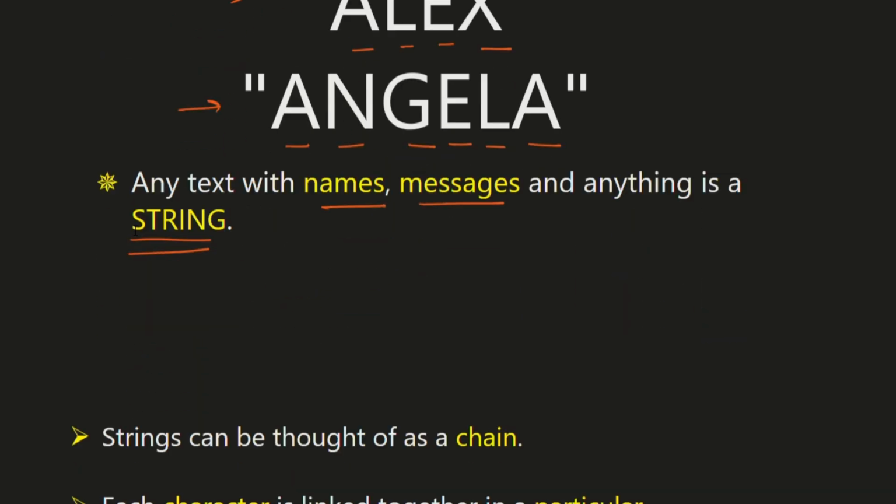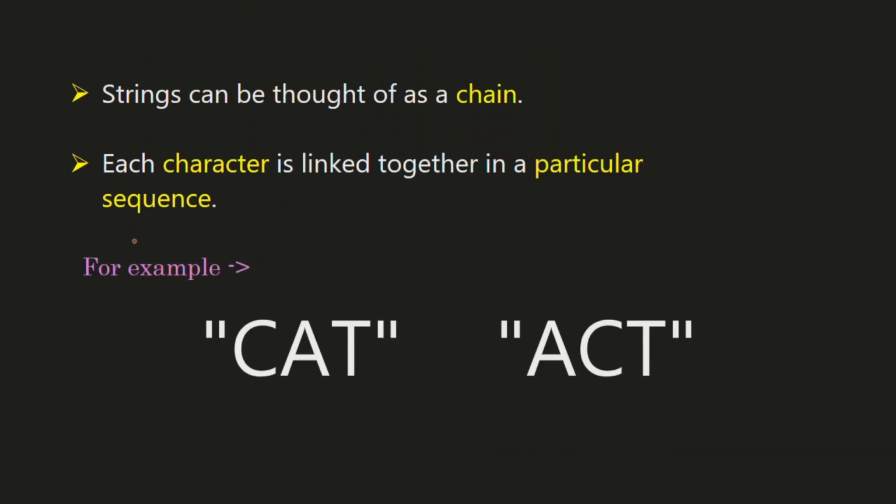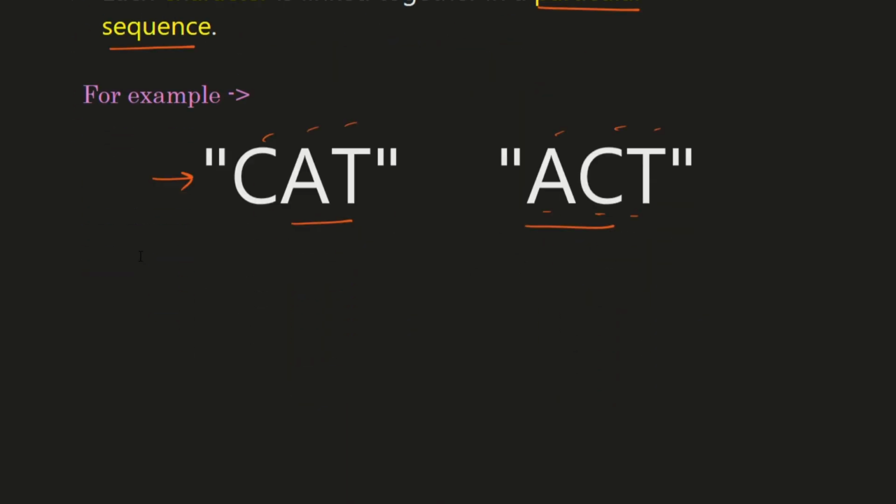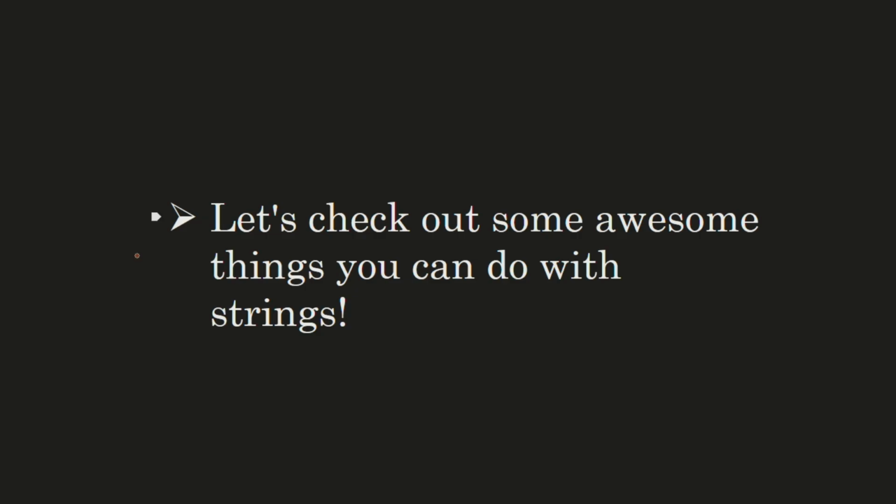One more thing. Strings can be thought of as a chain. Each character is linked together in a particular sequence. For example, cat and act both have the same letters, C, A, T, but they're different strings because the order matters. Cat is C, A, T, and act is A, C, T. Same characters, different strings. Got it so far? Awesome.